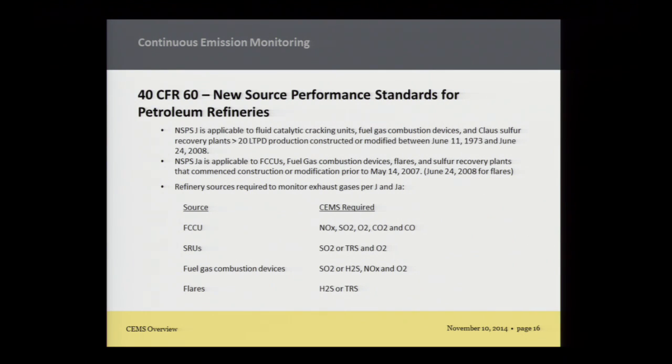And then it also had the sulfur recovery plants, and it was commenced construction or modification after May 14th, 2007, and has a different date for flares. And then the refinery sources that are required to monitor gases per J and JA are NOx, SO2, O2, CO2, and CO. And then on your sulfur, you've got SO2, total reduced sulfur, O2, and then you've got the list for flares and fuel gas combustion devices as well.